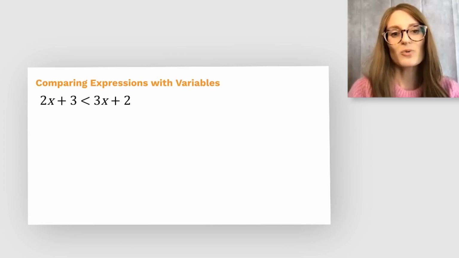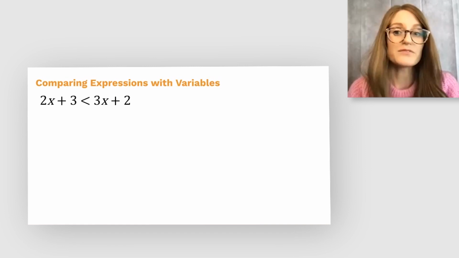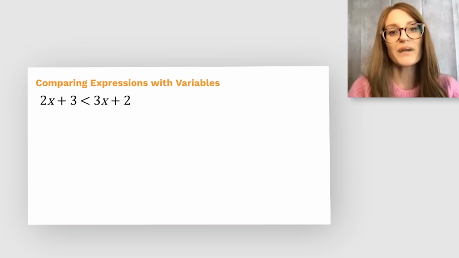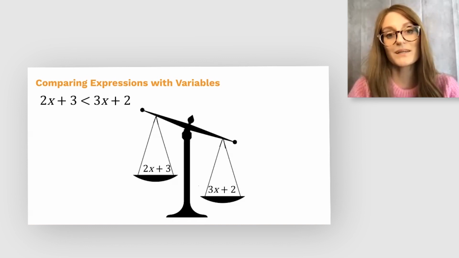Though comparing two quantities that can vary is more abstract because both the value of 2x plus 3 and the value of 3x plus 2 change as x changes, I can still compare these expressions in the same way that I did before. When I picture this inequality again as a scale, the solution set will be all values of x that tip the scale so that 3x plus 2 is heavier than 2x plus 3.